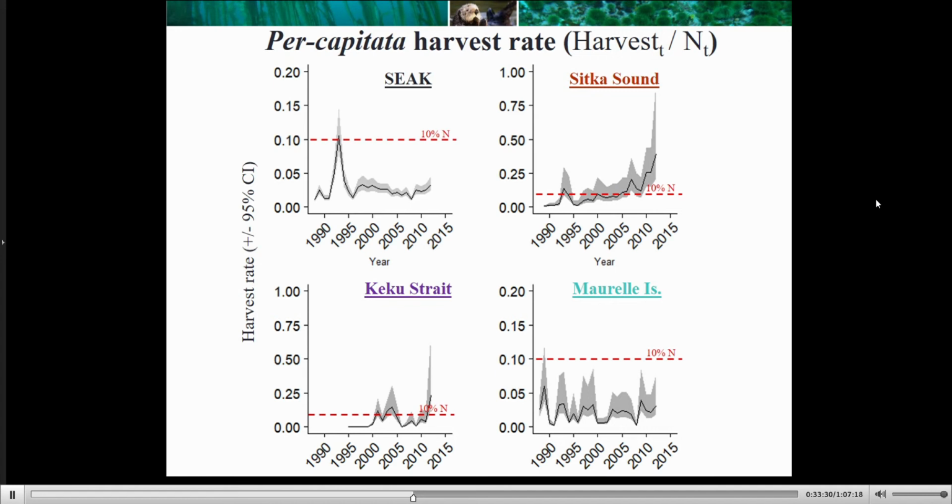And it's bumped up and down above 10% several times. And then finally in the Morell Islands, the harvest rate there has been pretty sporadic over time, and quite a bit below 10% of the population abundance in that subregion. Lately there has been slightly higher harvest, but I'm not going to cover that period.